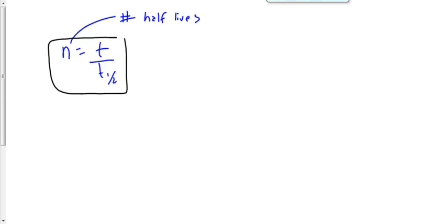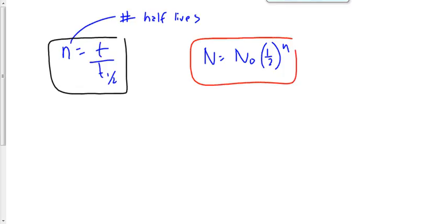One more equation that you might recognize from Math 30. This one is on your data sheet. How many people recognize that? N is equal to N0 times 1/2 to the little n, yeah? You recognize any other forms of it too? Where have you seen this before?